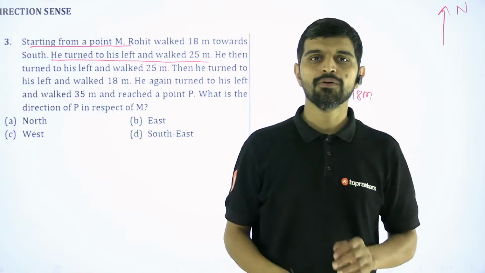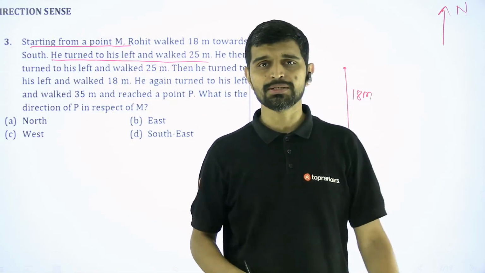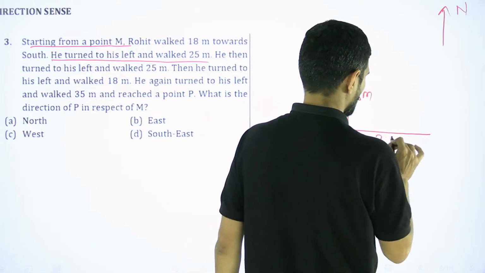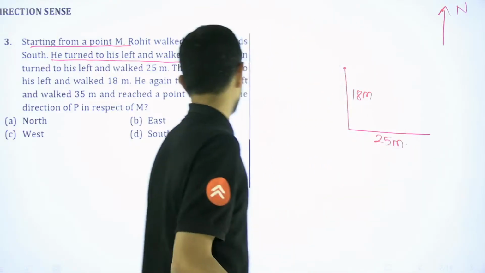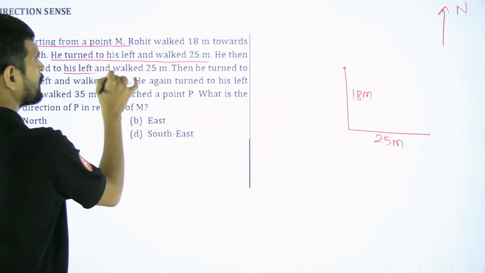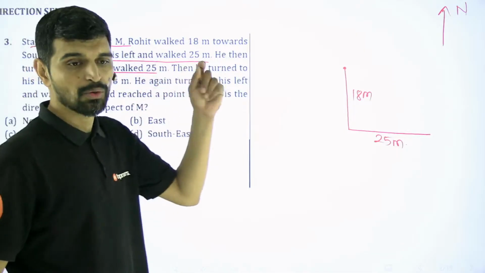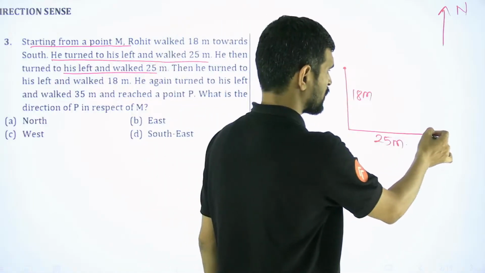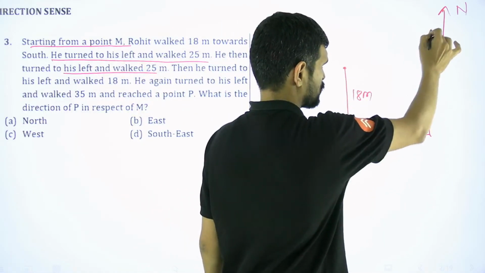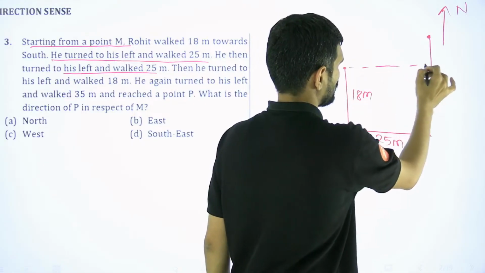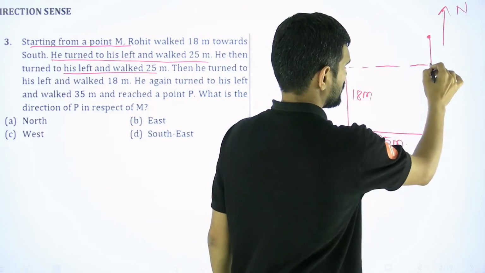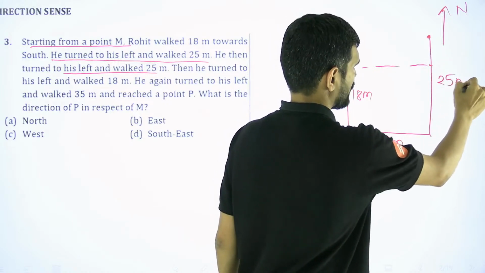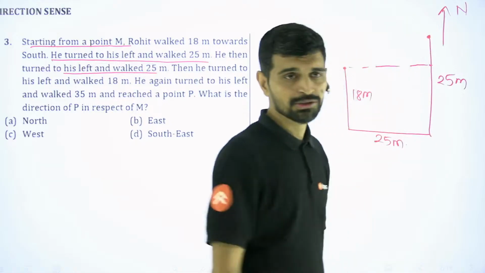Facing south, turning left is going east, right? Facing south, turning left is going east. He walked 25. Facing east, turning left and walking 25. Here was the mistake that happened last time, right? So at this point of time, Rohit walks 25. So till this point of time, it will be 18. So additional will be 7. So this is 25. Rohit is now moving towards north.